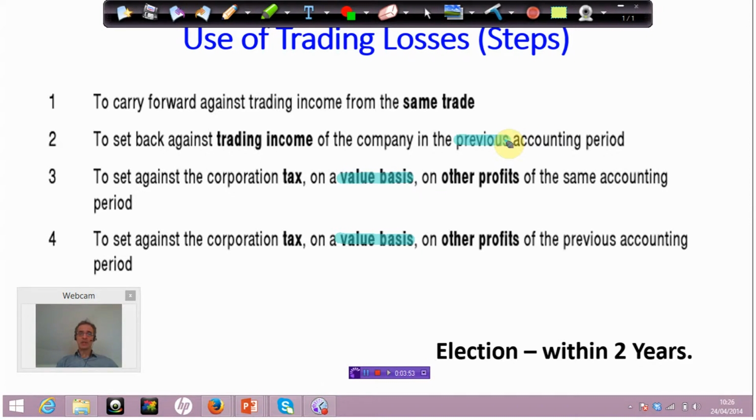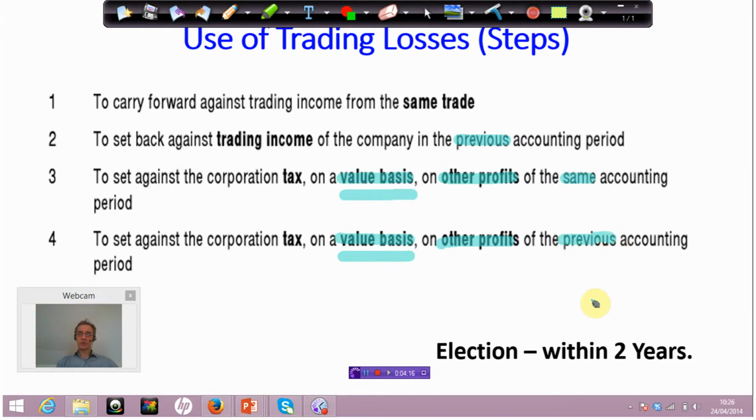For items 3 and 4, we're using this new phrase, this value basis. As I said, it's a sort of credit. What we're looking to do is to offset against other profits, other income, let's say Case 5 income or Case 3 income, etc., of firstly the same accounting period and secondly the previous accounting period.